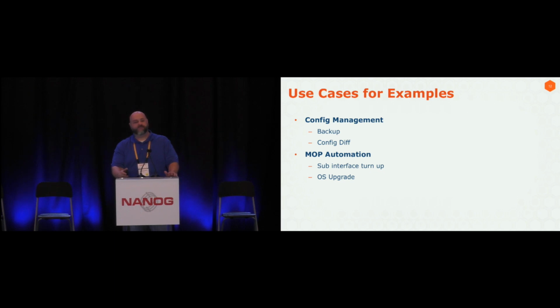So I picked out a couple of simple use cases just to walk through how those tools could be leveraged. We'll talk about an architecture of the little proof of concept I did to lead up to this. So config management and maintenance automation are the two major things we're going to talk about. With config management, you've got to back up your configs, and it's very useful to be able to see a diff between your two configs. What changed, even if it was as simple as an IP address or inserting new config. And MOP automation, OS upgrades are a common thing that needs to be automated, as well as turning up sub-interfaces. There's a list of things this could have been, but I tried to keep it pretty simple for this purpose.